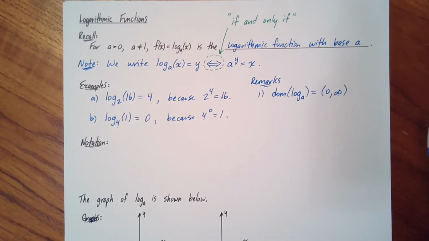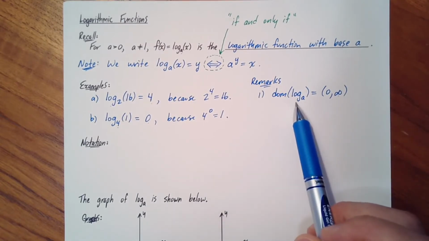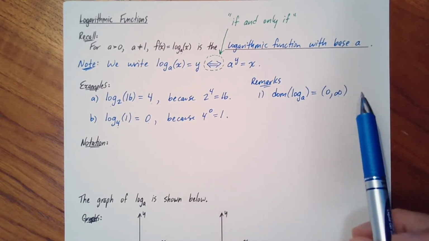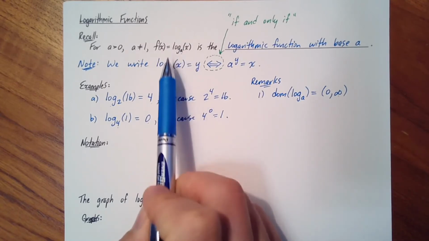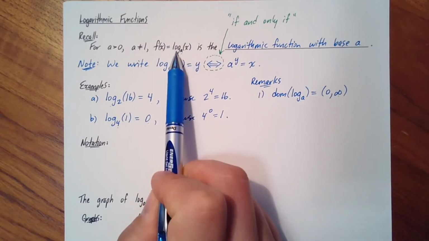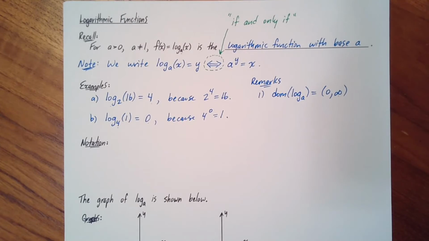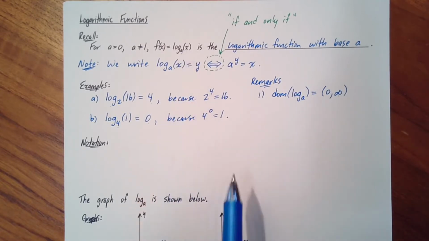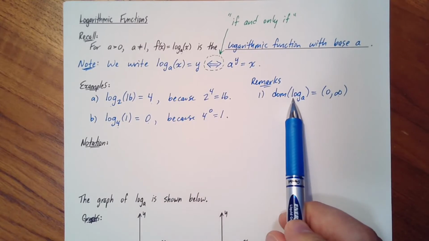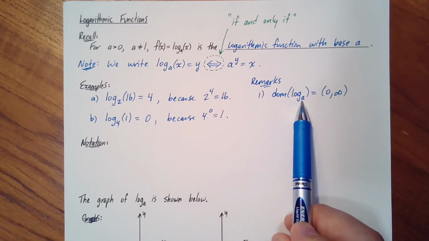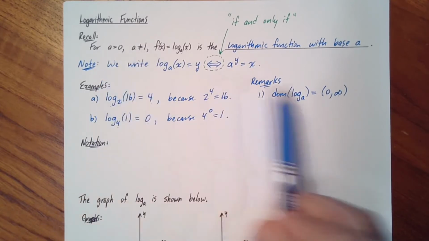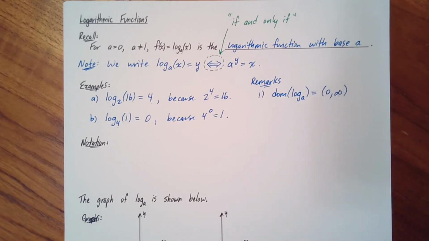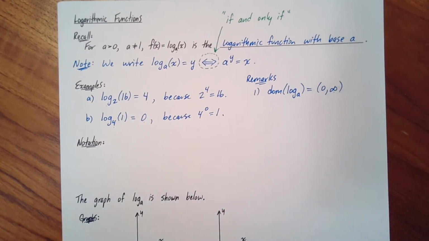Really, why is it that the domain of a log function is all positive numbers? Well, remember that this notation asks a question, and this notation is hence going to be defined exactly when that question has a unique answer. And it just turns out it's going to have a unique answer exactly when the number x is a positive real number. So that is why the domain of any logarithmic function with any base at all, as long as it's a positive number not equal to 1, is going to be all positive real numbers. So that's the first remark.